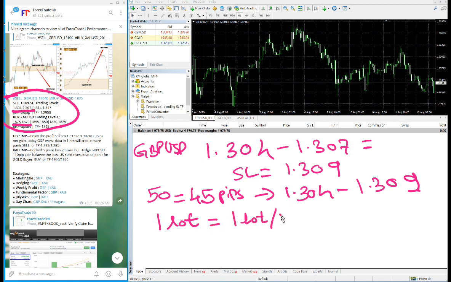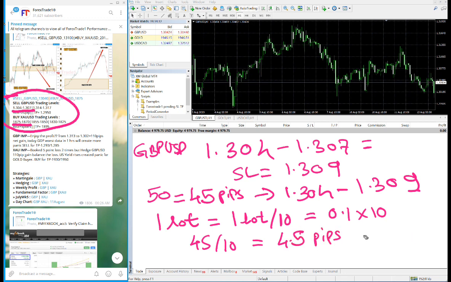Now whatever the lot size that you trade, we will divide it by 10, because we will divide those entries by 10 entry points, so that you do not miss any single opportunity that may generate. So 45 divided by 10, we will enter at each 4.5 pips of gap. So 0.1 lot size into 10 entries equals 1 lot size in total in sell GBPUSD.